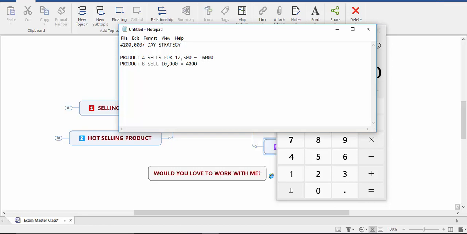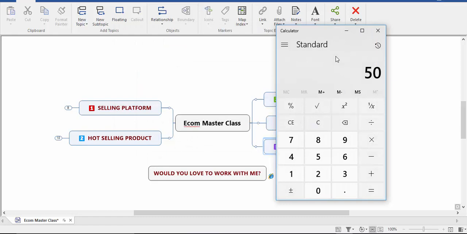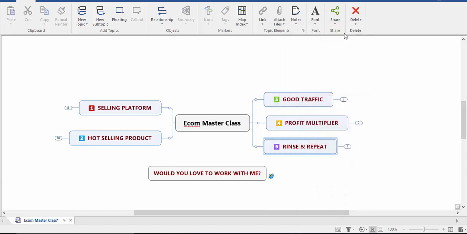16,000 naira profit on each product, and you have 10 different products. Now 16 times 10, that is just 160,000 naira. So you are close to 200,000. It's very, very simple, and just a simple logic. And the strategy is well outlined in the Import Masterclass.